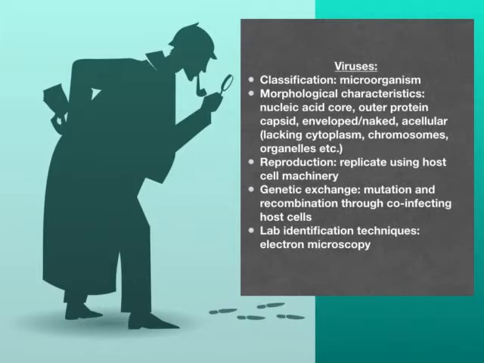Looking at viruses, the viruses are classified as just microorganisms. The morphological characteristics of viruses: they have a nucleic acid core and an outer protein which is a capsid. They can be enveloped or naked. They are acellular, meaning that they lack cytoplasm, chromosomes, and other organelles. In terms of reproduction, they replicate using host cell machinery. Genetic exchange of viruses is via mutation and recombination through co-infecting host cells. Identification through lab techniques is only done through electron microscopy.